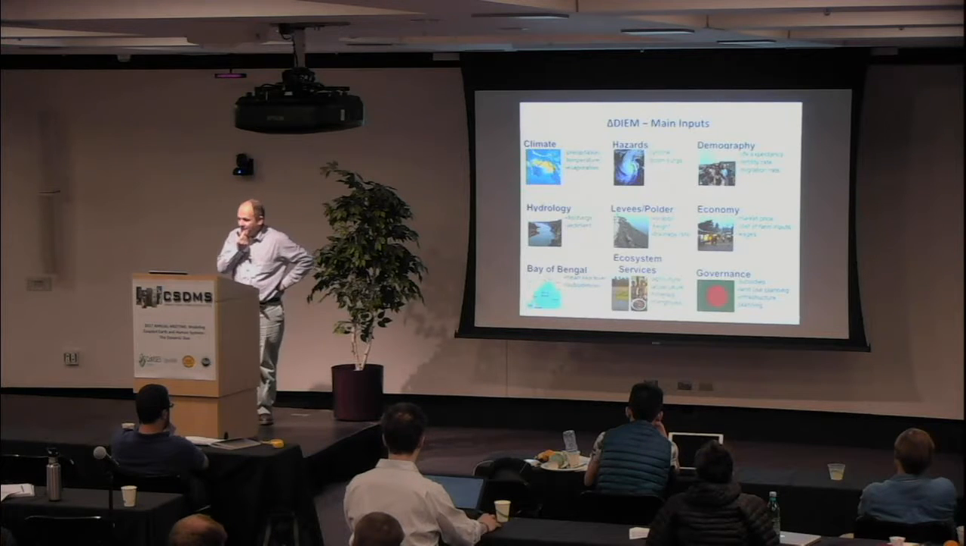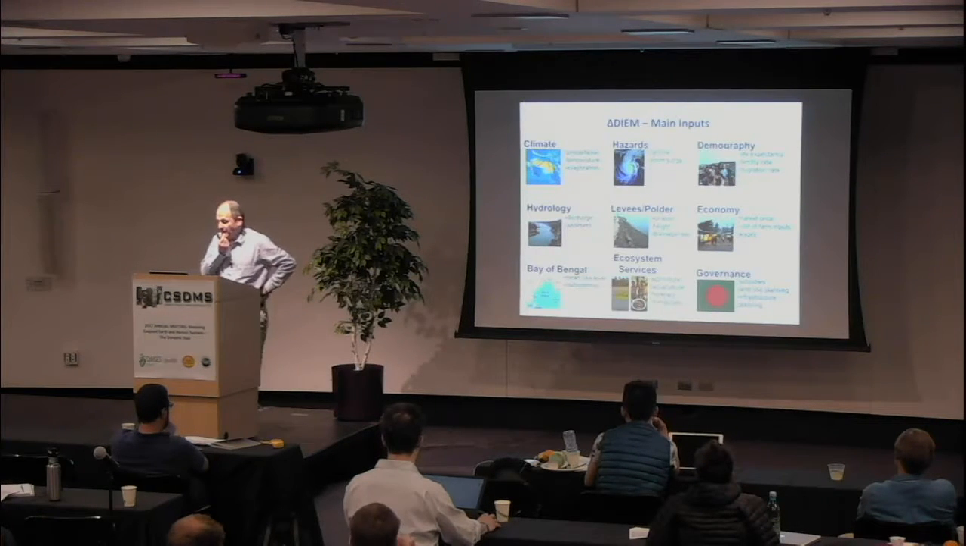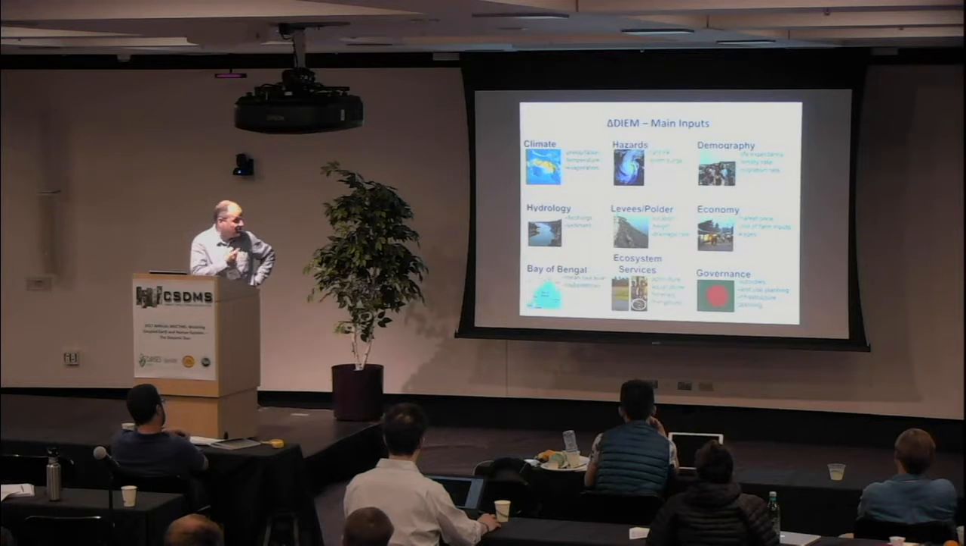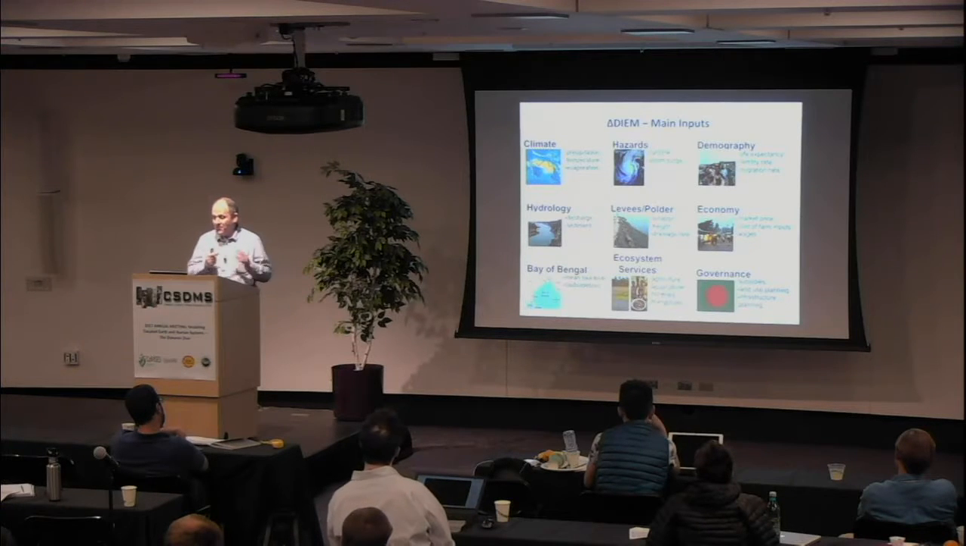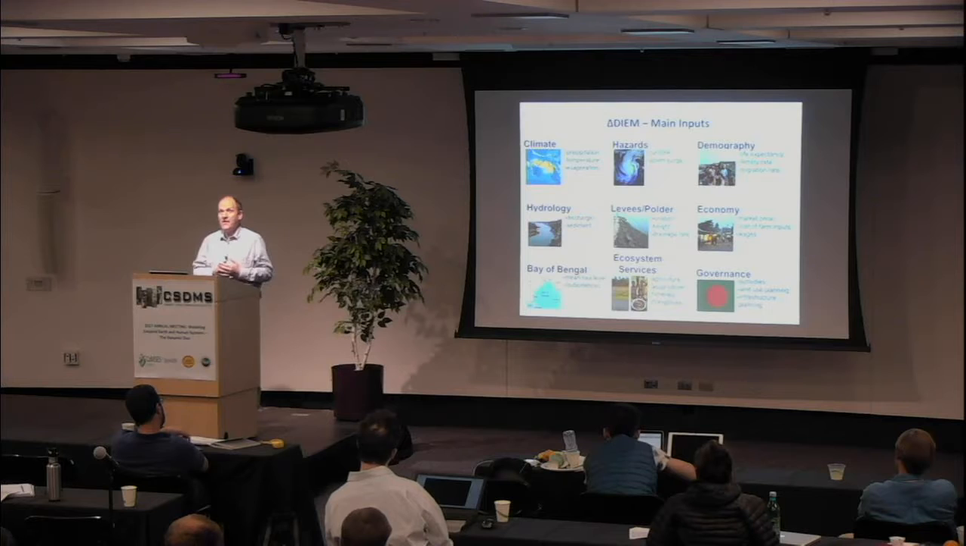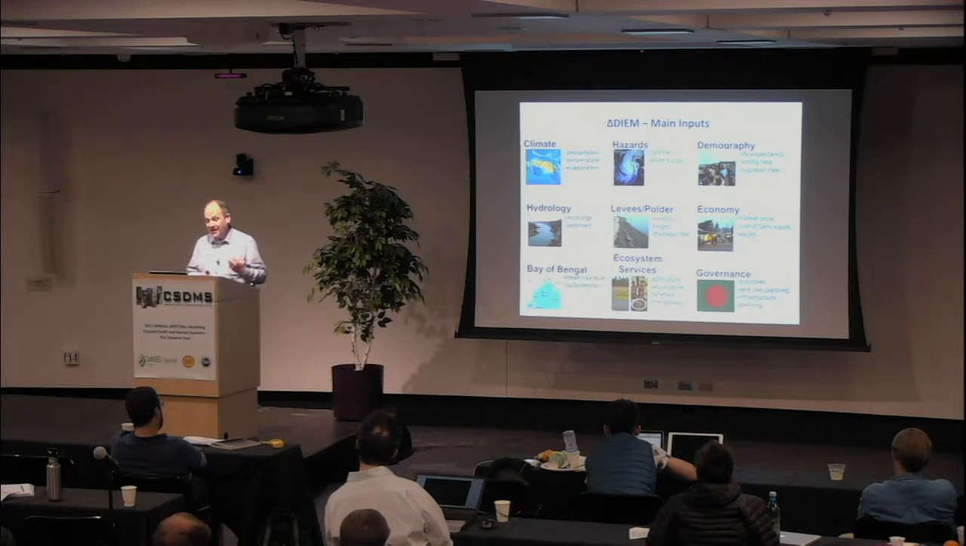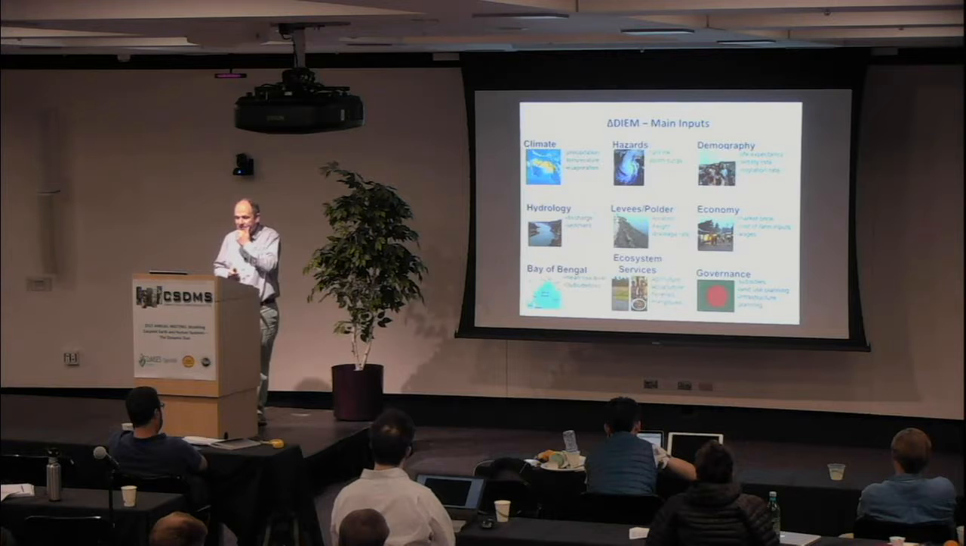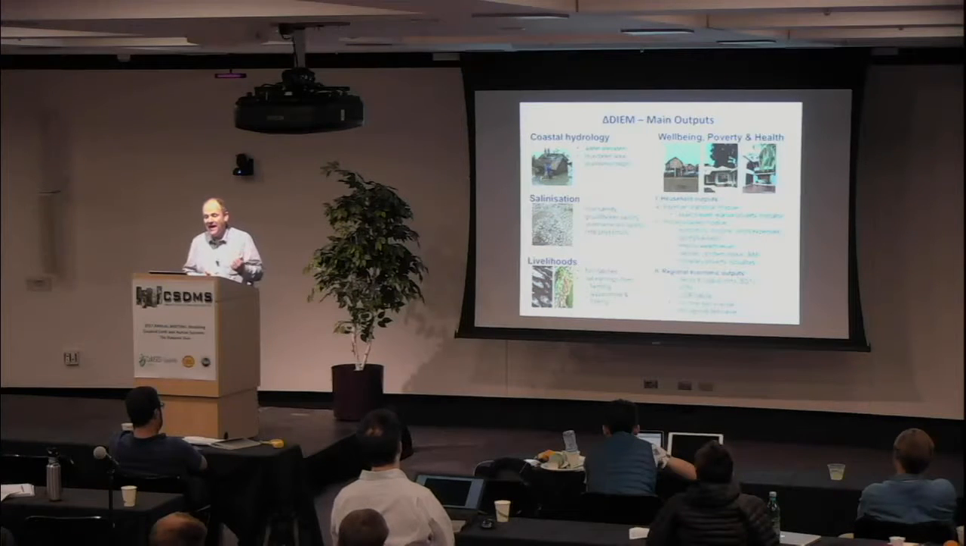It takes a lot of different inputs in Delta DM, and I won't propose to read through all these, but you can just see them. There's a wide range of information, both climate, various biophysical dimensions, the ecosystem services, the demography, etc. So taking both natural and social science inputs to be able to run the model, and these are expressed from the outputs of the more complex models or the emulator, etc. And so we need scenarios to do that.